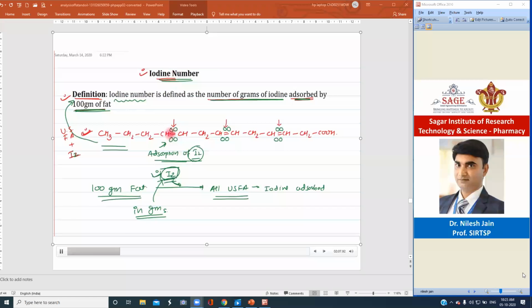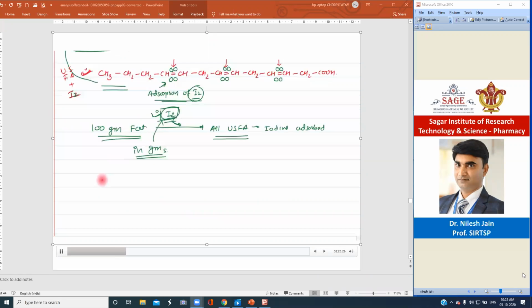What information can we get from this iodine number? It tells us about the degree of unsaturation in any fat. For example, we have cod liver oil. This cod liver oil has probably the highest iodine number, approximately 145 to 180 gram of iodine.